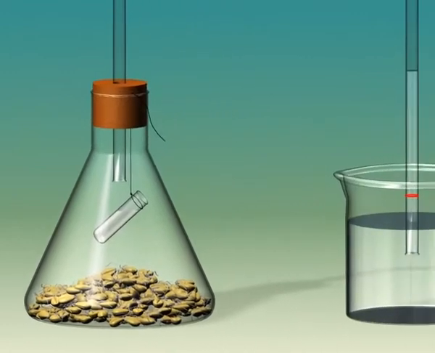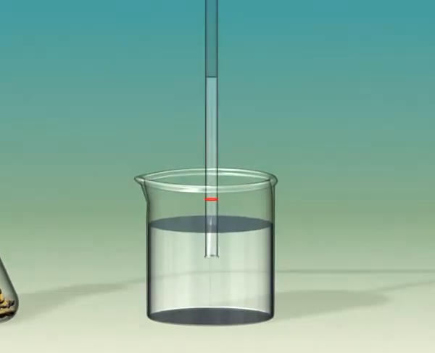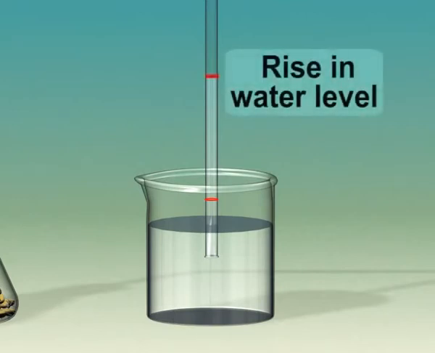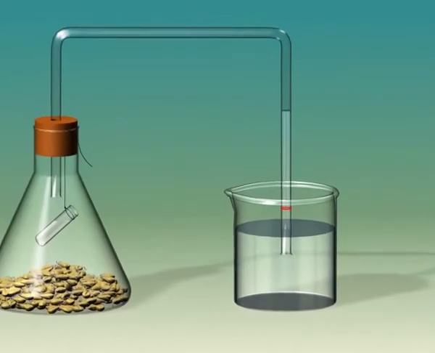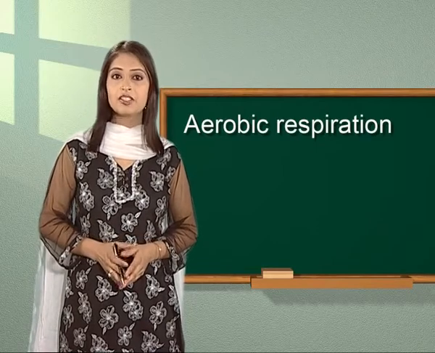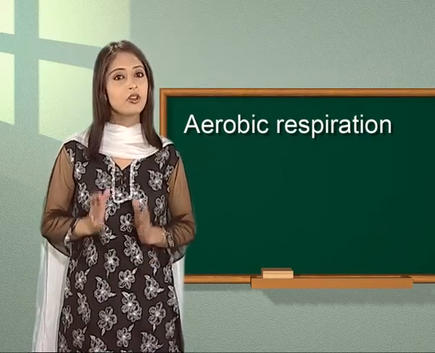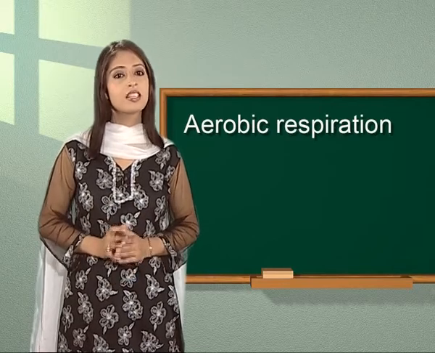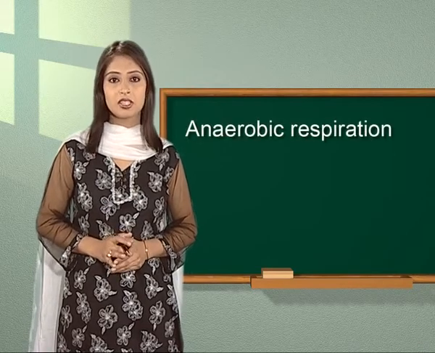As the apparatus is airtight, the space thus created is occupied by the rising water in the tube. The rise in water level in the delivery tube thus indicates the utilization of oxygen from the air present in the flask. So this was a small experiment to prove our point that during normal respiration, oxygen is utilized. Now let us move on to anaerobic respiration.